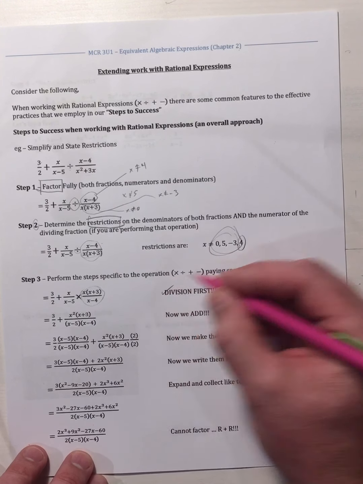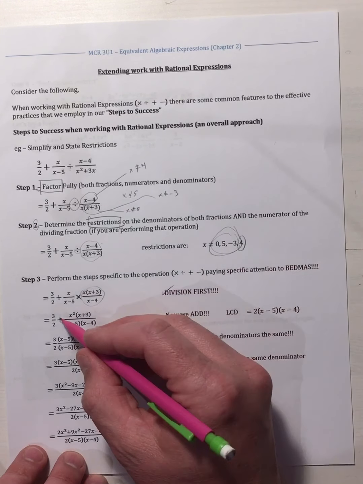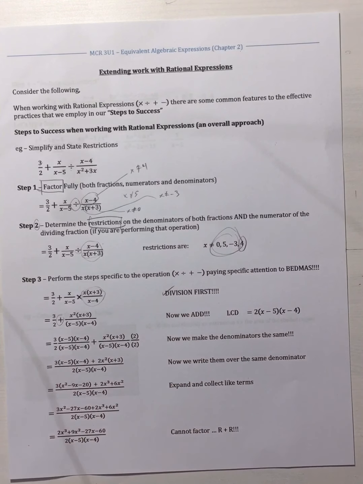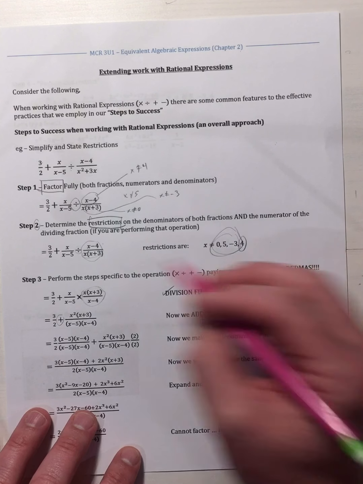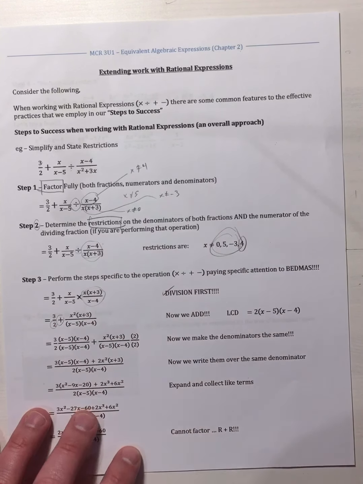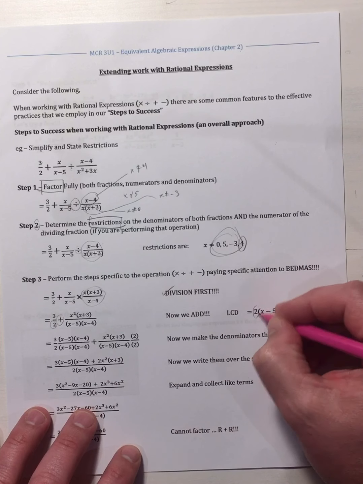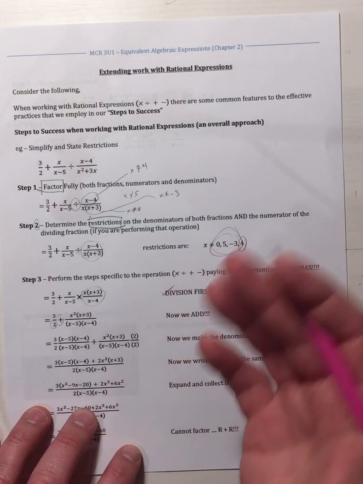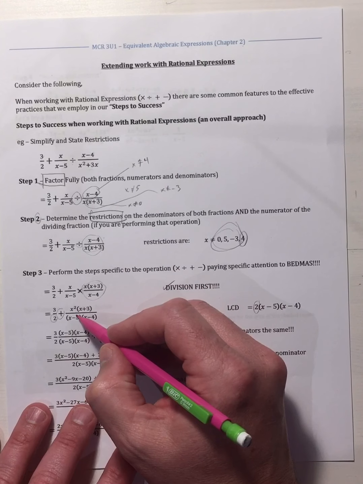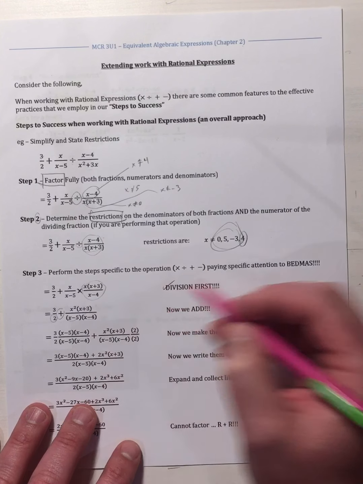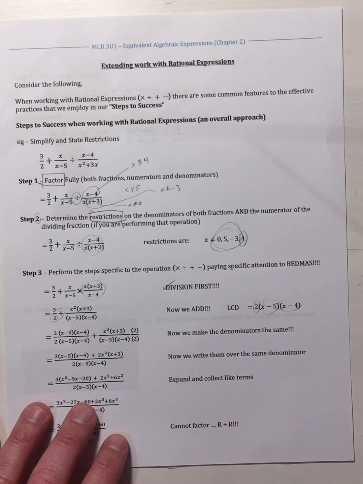Okay, so we do division first, and after that, we do the second operation. In this case, it's addition. So we build our lowest common denominator, and remember how we build our lowest common denominator. We start with a monomial portion. There's a monomial of 2 in there, so we write down the 2. No other monomial components to it. So then what we do is we write down our binomials, x minus 5, x minus 4, write them down. Okay, and we've built our lowest common denominator.